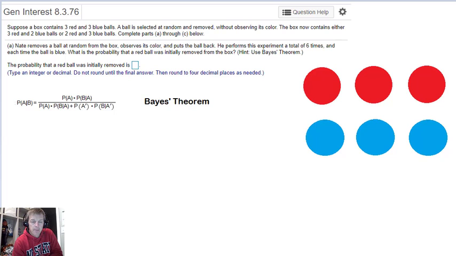So for part A here, it says we're going to remove a ball at random from the box, look at its color, and put it back. And we do the experiment 6 times, and every time the ball is blue. So what's the probability that it was a red ball that was initially removed from the box?